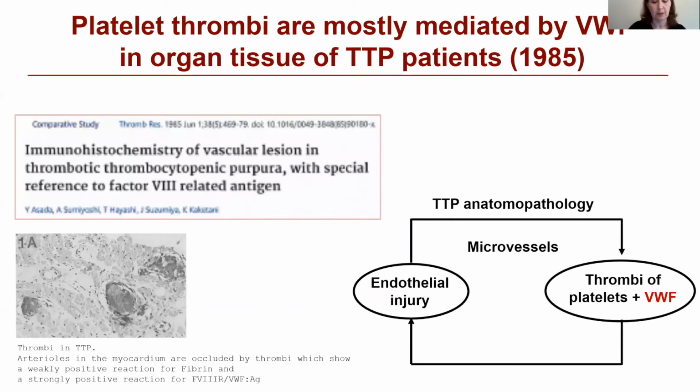Three years later, in 1985, Zeta and collaborators made a step forward by showing that von Willebrand factor, but not fibrinogen, was the most strongly present protein within the platelet microthrombi occluding the microvessels of organs obtained from necropsy analysis of TTP patients.